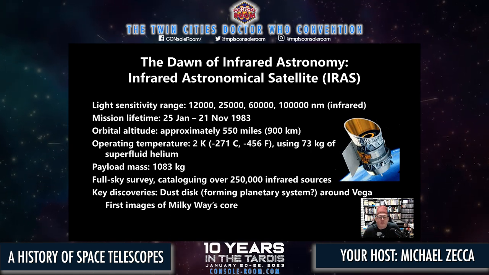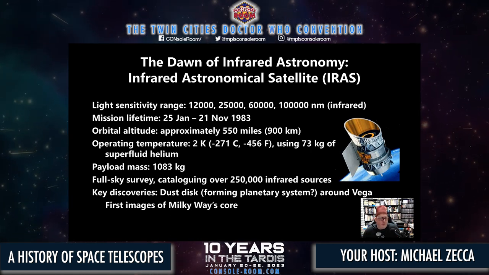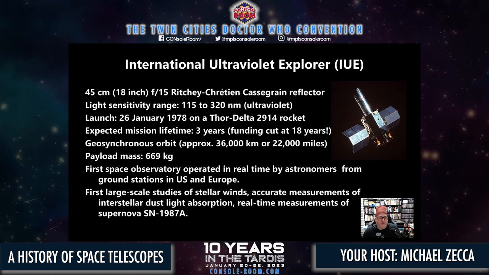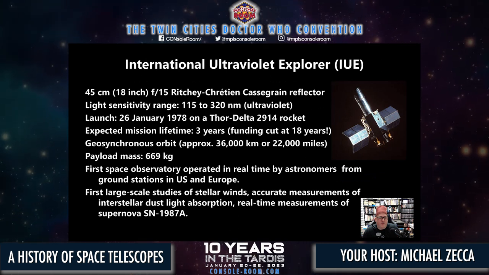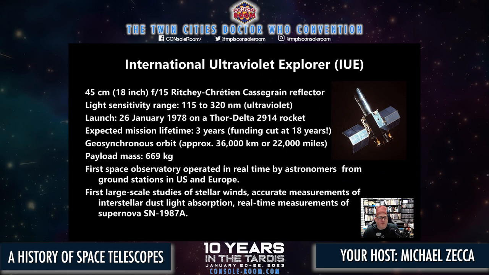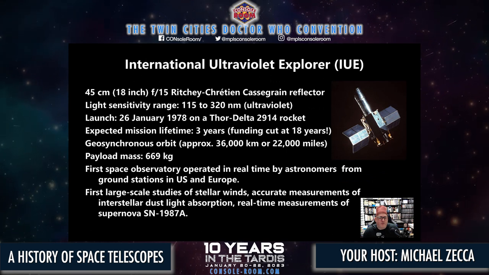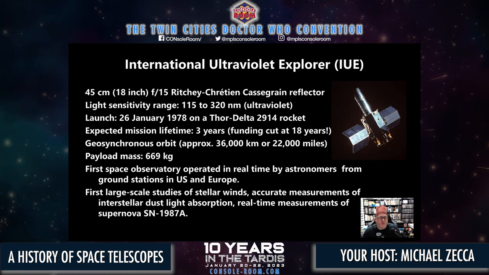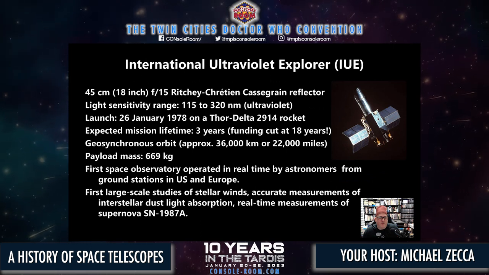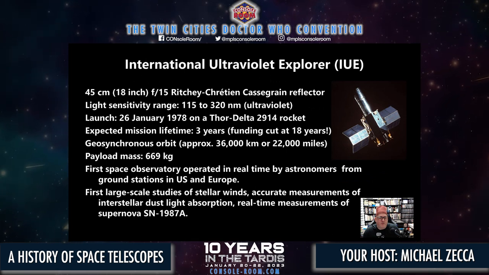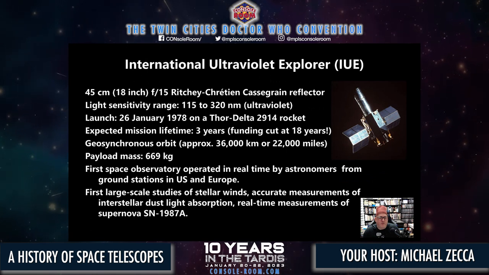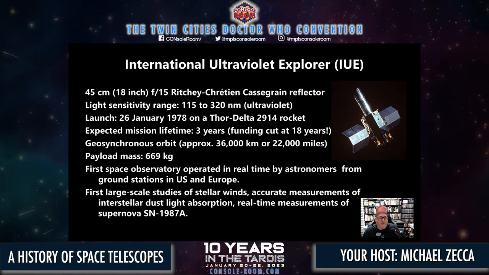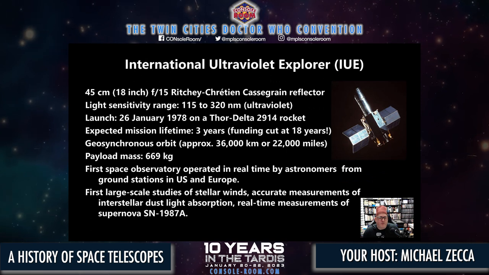We also did the first images of the core of the Milky Way. There's a lot of dust obscuring what's at the center of our galaxy. And by looking in the infrared light, we could see through some of that dust to what was lying behind. So again, this is our first big infrared observatory. Have we had more since? Absolutely. We have had successors to IRAS, but IRAS kind of kicked things off.